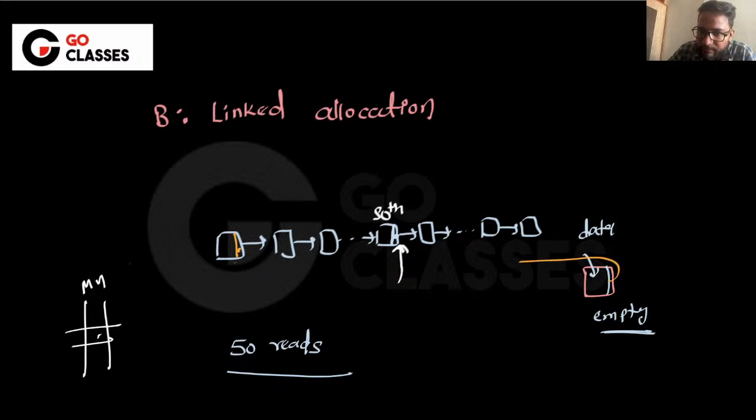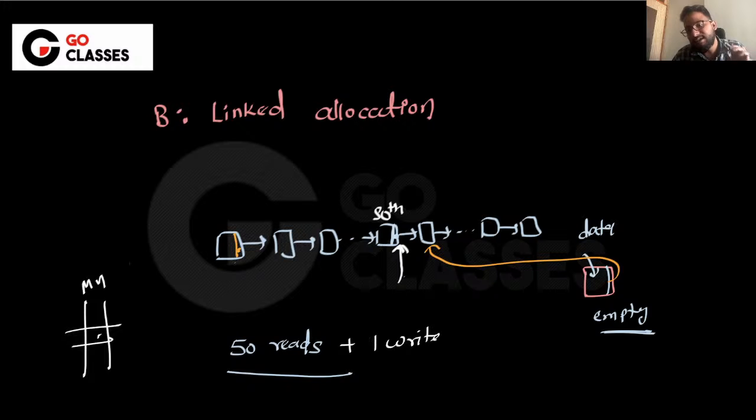So you need to write it. So 50 reads plus 1 write will give you this. 50 reads plus 1 write can give you this. Now it is pointing here, it is also pointing here, right? Now what you want is for this to point here. I hope you are getting my point, right?